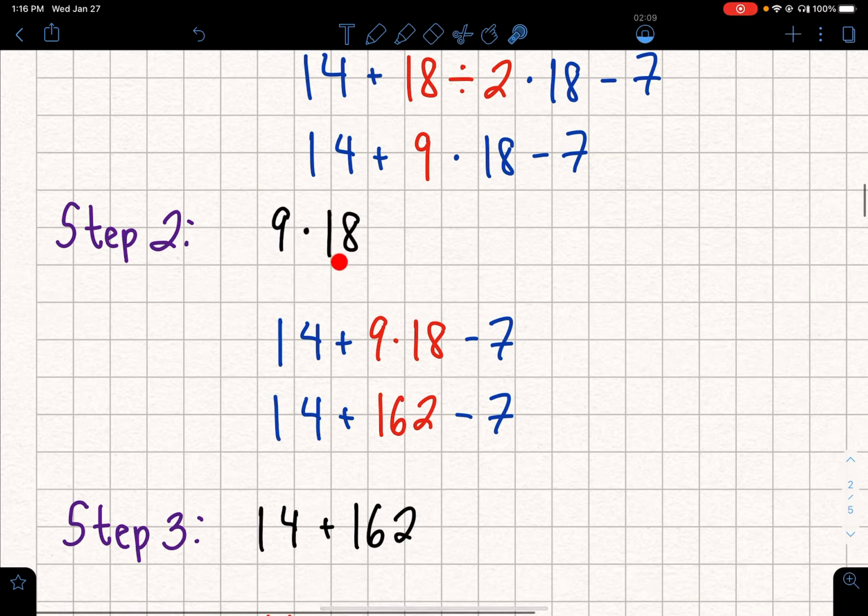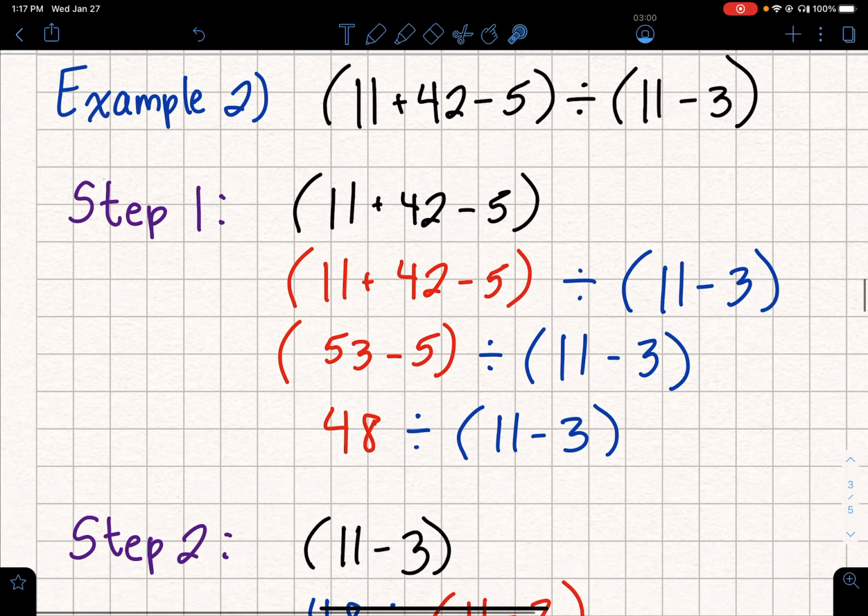I have another example here for us to walk through, and I threw in this example because now we're throwing in parentheses. So this one has 2 sets of parentheses. So we have to focus on those first because, again, P is our first letter in PEMDAS. We've got to do what's inside the parentheses first. So we're going to focus on the left one, which is 11 plus 42 minus 5. 11 plus the 42 becomes 53, and then minus 5 is 48.